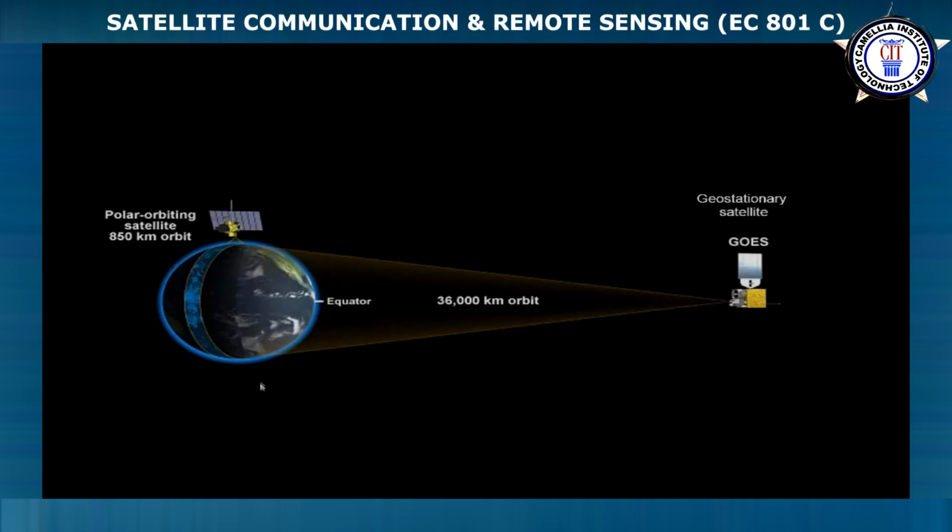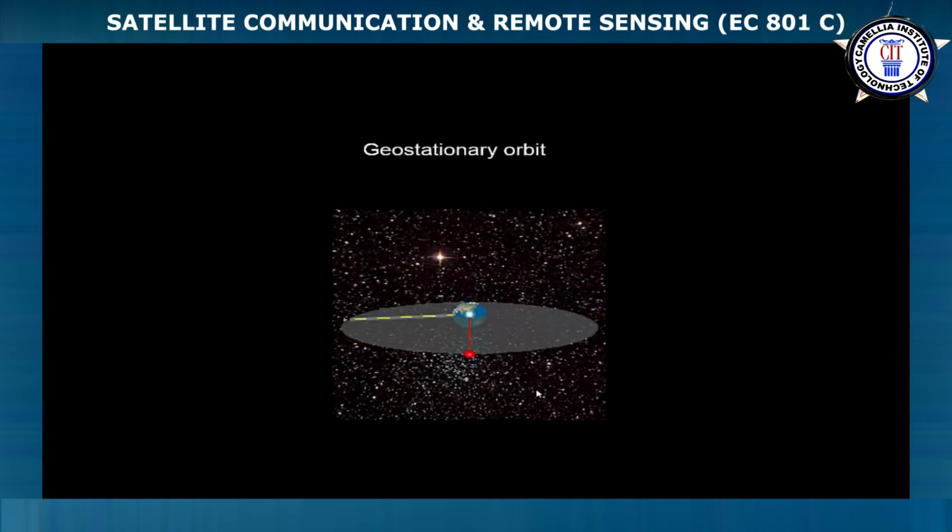Now, I will discuss the geostationary satellite and polar orbiting satellite. The figure depicts the main difference between the geostationary satellite and polar orbiting satellite. The polar orbiting satellite circles about 850 km above Earth's surface. On the other hand, the geostationary satellite is at 36,000 km above the Earth's surface.